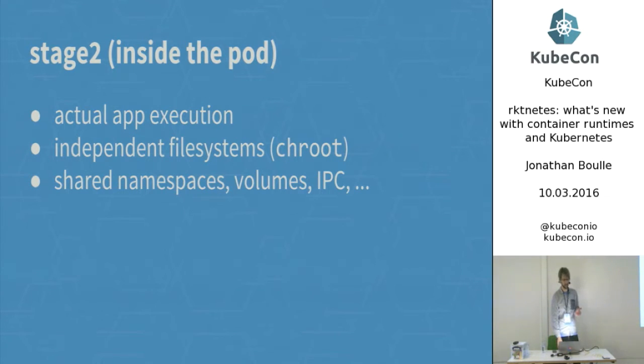Finally, inside the pod itself, stage 2 is where the applications run. Again, this is just like the Kubernetes definition. Every application has its own file system, but they share things like network namespacing. They can see each other's processes. They share a PID namespace, and they share access to certain volumes, things like that.